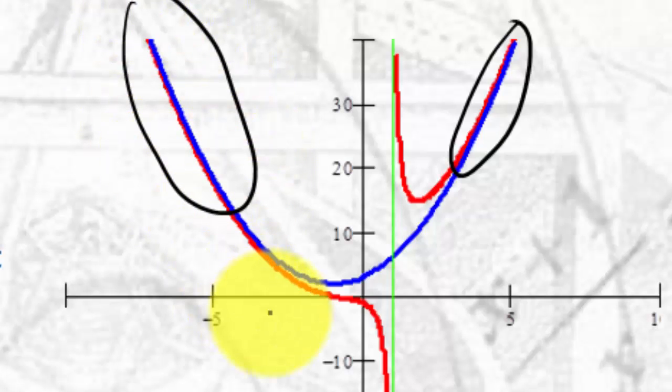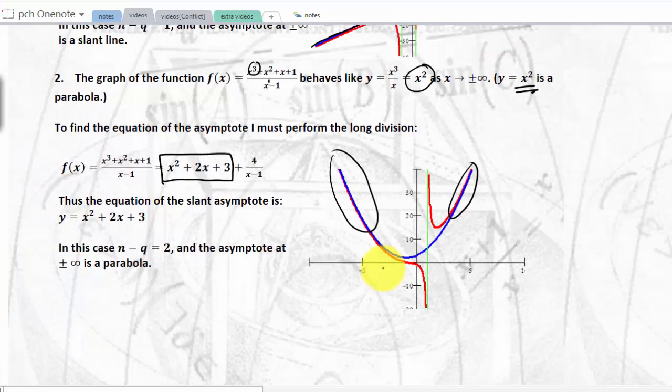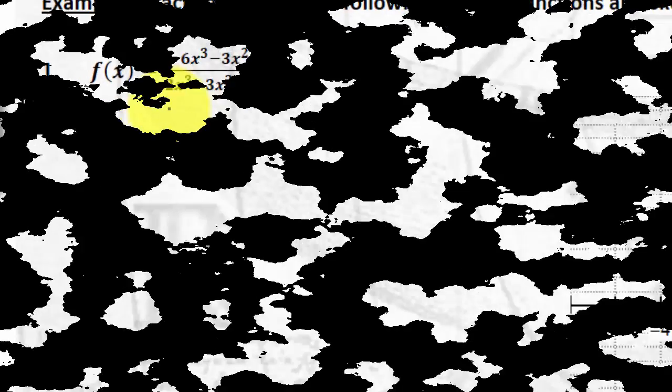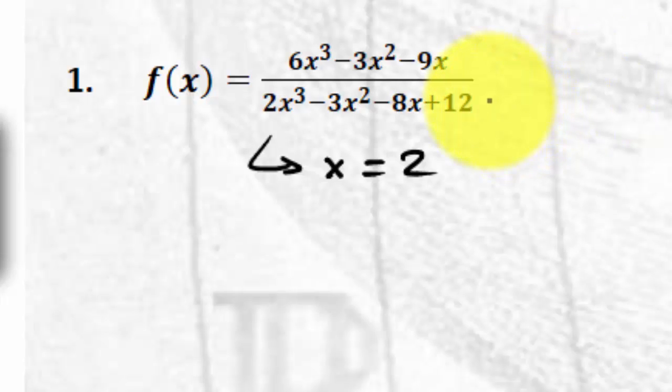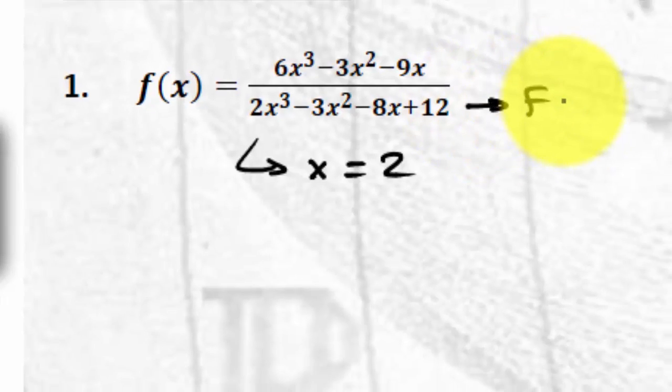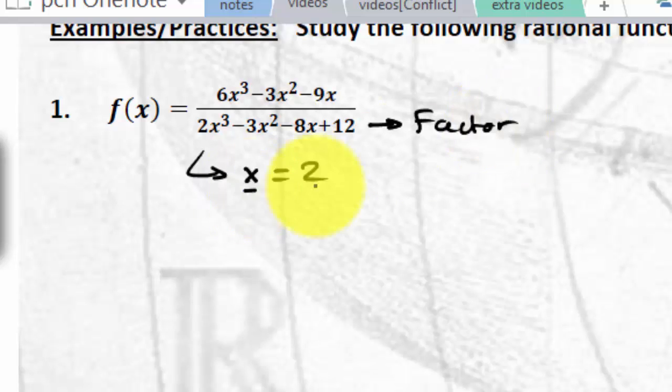Let's go over an example. I'm going to do example 2, you will do example 1 and example 3. I'm going to give you some indication about example 1 though. In example 1, please try the root x equals 2 for the denominator. You need to factor the denominator, right? You need to factor it. So try x equals 2.